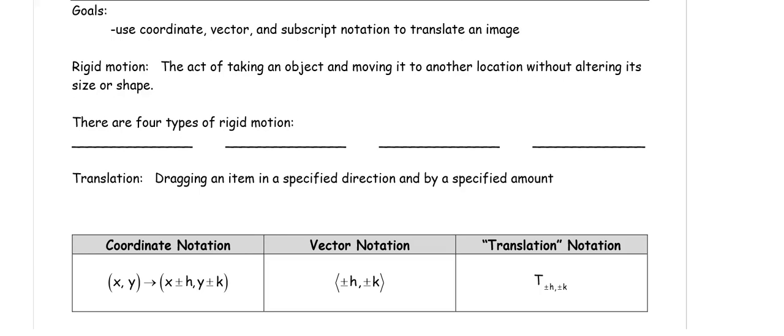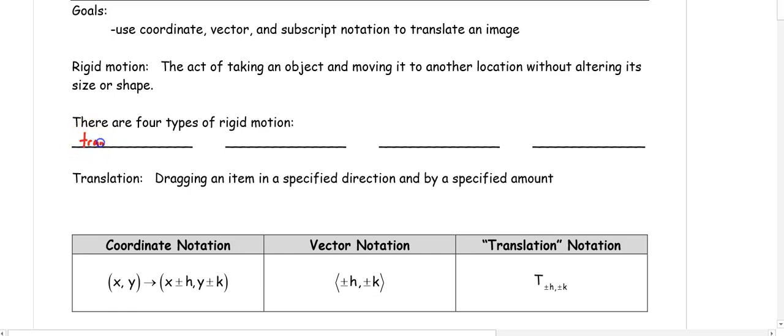This video is about the rigid motion of translation. So the goal is to use coordinate vector and subscript notation to translate an image. A rigid motion is the act of taking an object and moving it to another location without altering its size and shape. There's four types of rigid motion.